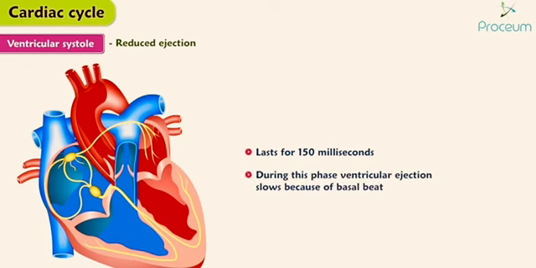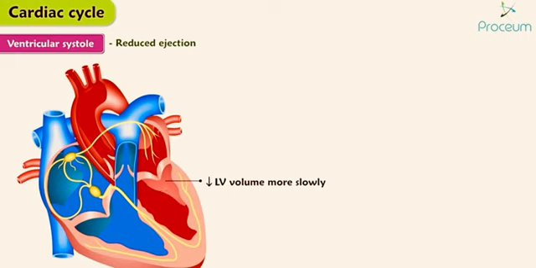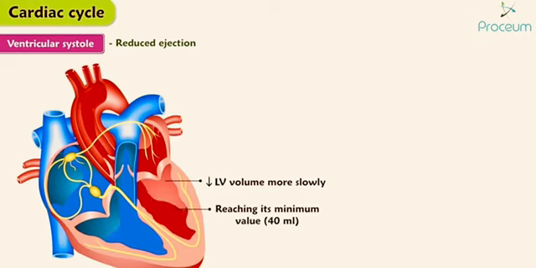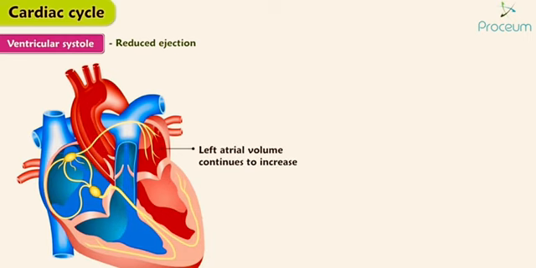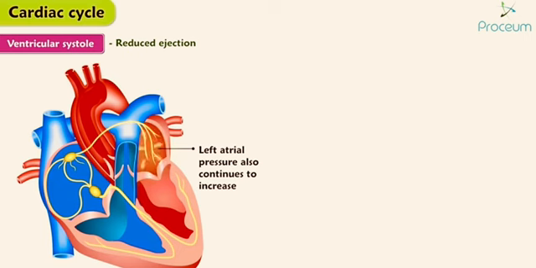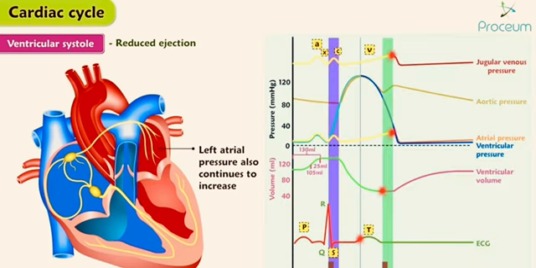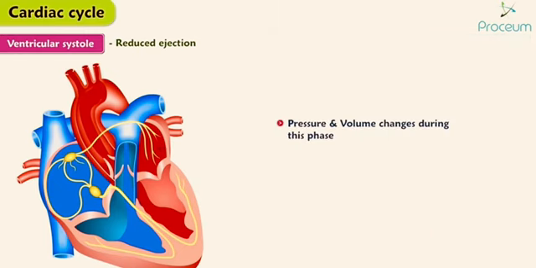During this phase, ventricle ejection continues, and the left ventricle volume decreases more slowly. It reaches a minimum of about 40 ml, which is called the end systolic volume. Left atrial volume continuously increases during reduced ejection, and the left atrial pressure also continues to increase. We can see the jugular venous pressure and T waves in the ECG.